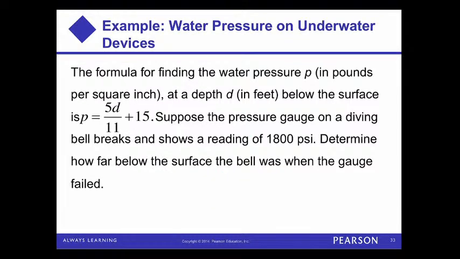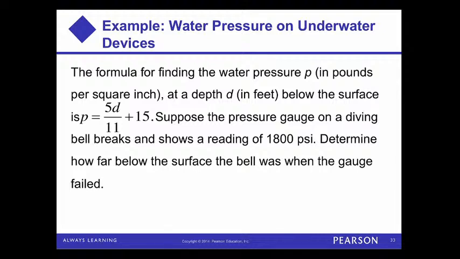So then we have this example on water pressure on underwater devices. The formula for finding the water pressure P in pounds per square inch at a depth D in feet below the surface is given by this formula right here. Suppose the pressure gauge on the diving bell breaks and shows a reading of this. Determine how far below the surface the bell was when the gauge failed.